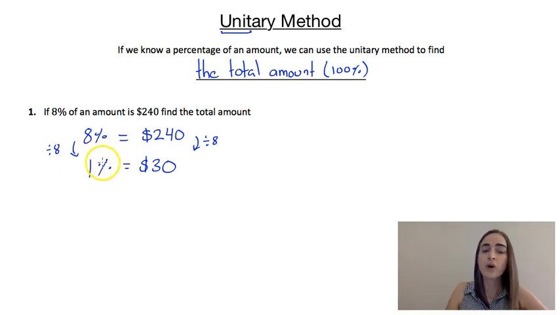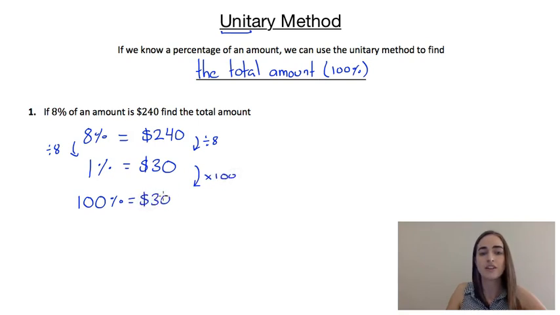So that tells us that 1% is $30, but if we want to find the total amount, we want to find 100%. So to go from 1% to 100%, we would times by 100, which would give us $3,000. So if 8% of the amount is $240, then the total amount is $3,000.